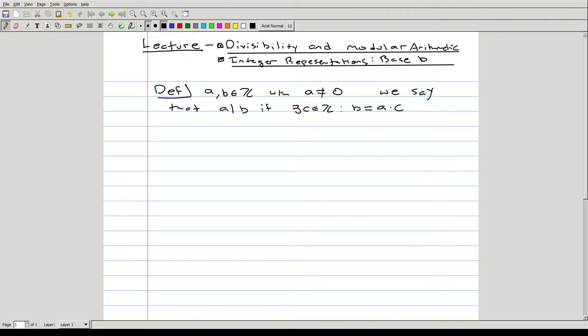Equivalently, you could say that B divided by A is an integer. But we like this definition right here because it only uses multiplication, and it's relatively straightforward to use instead of checking whether or not two ratios are an integer or not. When A divides B, we say that A is a factor of or a divisor of B, and that B is a multiple of A. This is just coming directly from this relationship right here.